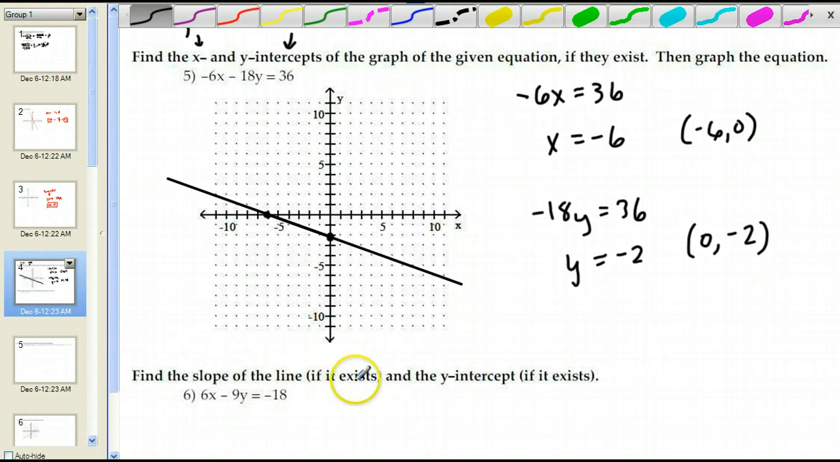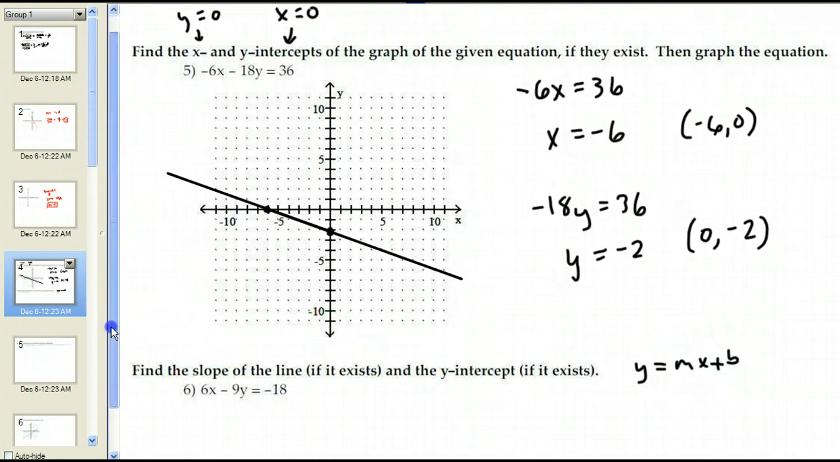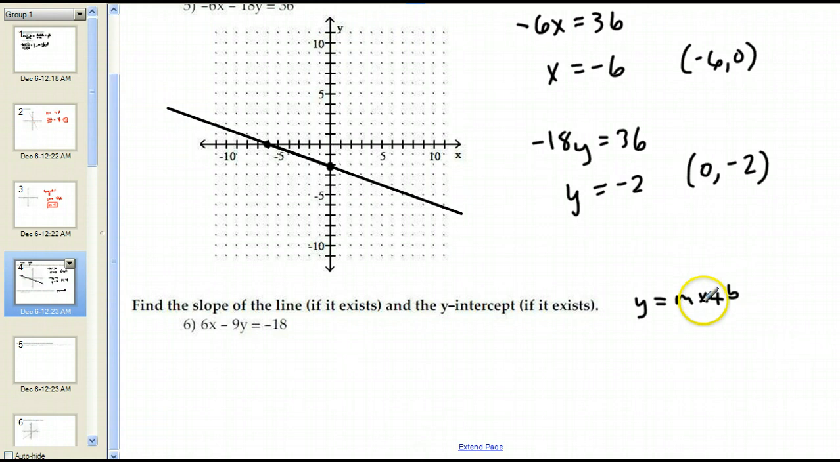Alright, find the slope of the line if it exists, and the y-intercept if it exists. So to do that, we want to get this in slope-intercept form. So we want to solve for y, or isolate y, and have mx plus b form. If we do that, the number in front of x is the slope, and the constant will be the y-intercept.